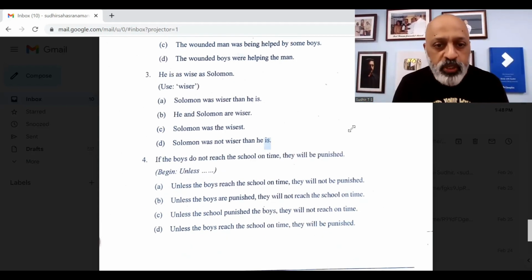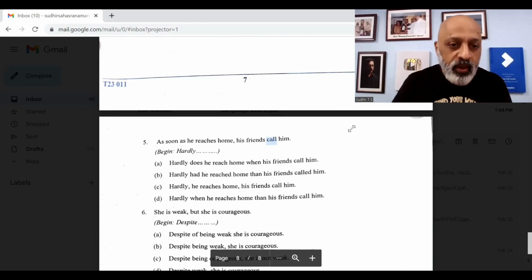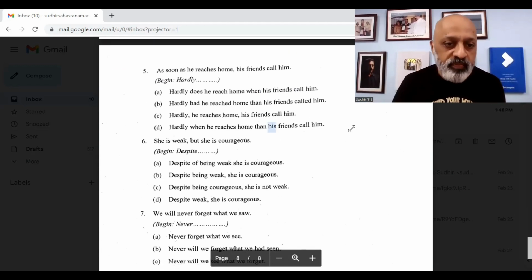Fourth one, if the boys do not reach the school on time, they will be punished. Unless the boys reach the school on time, they will be punished. Fourth, D. Fifth, as soon as he reaches home, his friends call him. Hardly does he reach home when his friends call him. Sixth one, she's weak, but she's courageous. Sixth, B. Despite being weak, she's courageous.